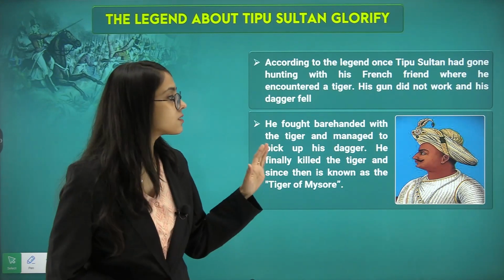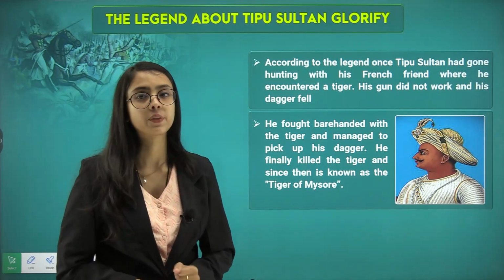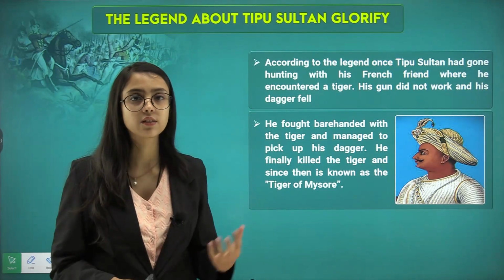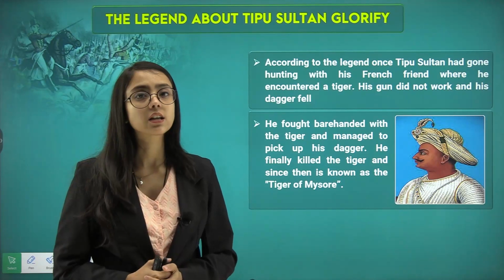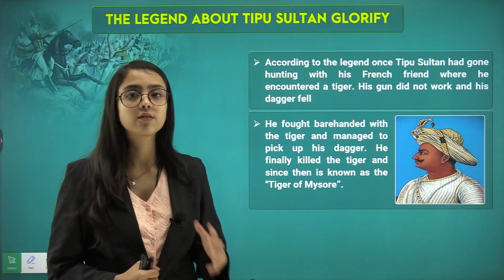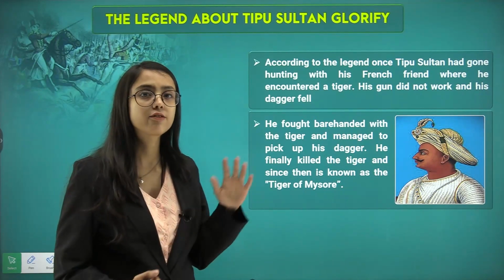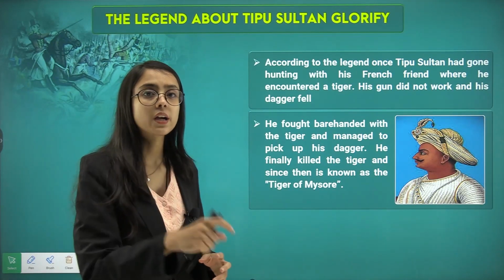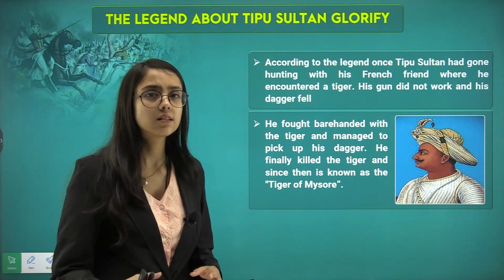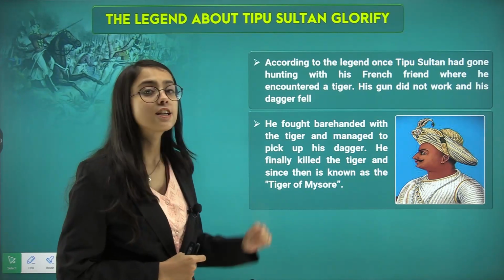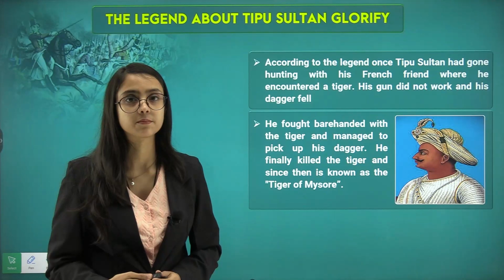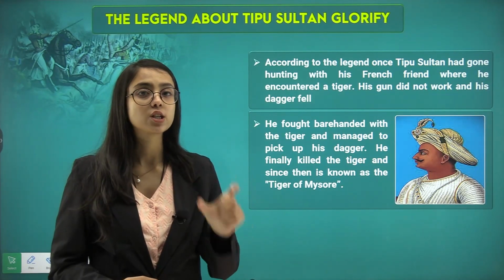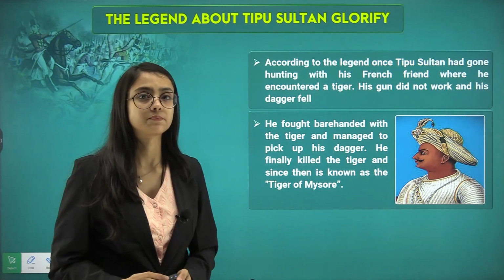Now, the legend about Tipu Sultan and the glory that he possessed. As you can see here, a picture of Tipu Sultan. According to the legend, once Tipu Sultan had gone hunting with his French friend, where he encountered a tiger. His gun did not work and his dagger fell. He fought barehanded with the tiger, and he managed to pick up his dagger. He finally killed the tiger, and since then he is known as the Tiger of Mysore. So here they explain why the title, the Tiger of Mysore, was given to Tipu Sultan.